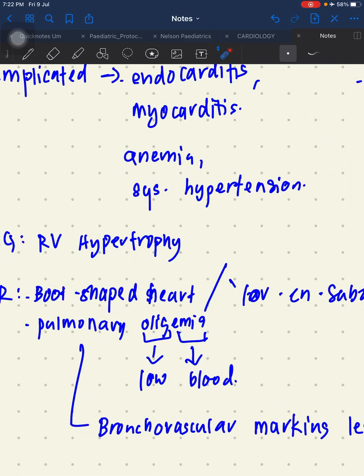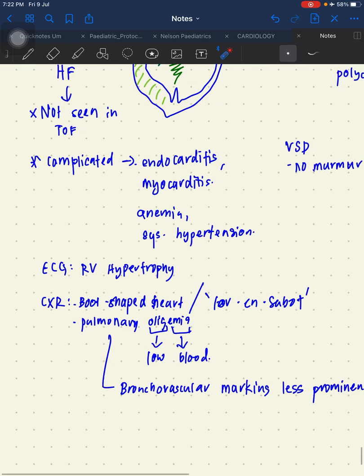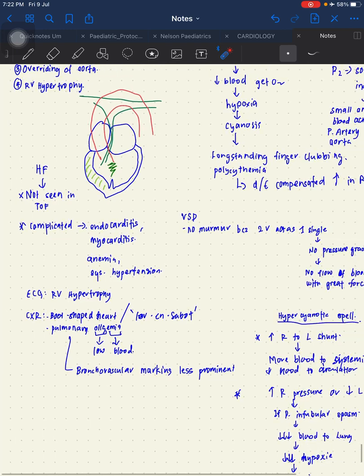Olig refers to low, and emia means blood, so it means there is less blood supplied to the pulmonary system. When there is less blood supplied to the pulmonary system, the bronchovascular markings become less prominent. Therefore, we call it pulmonary oligemia.